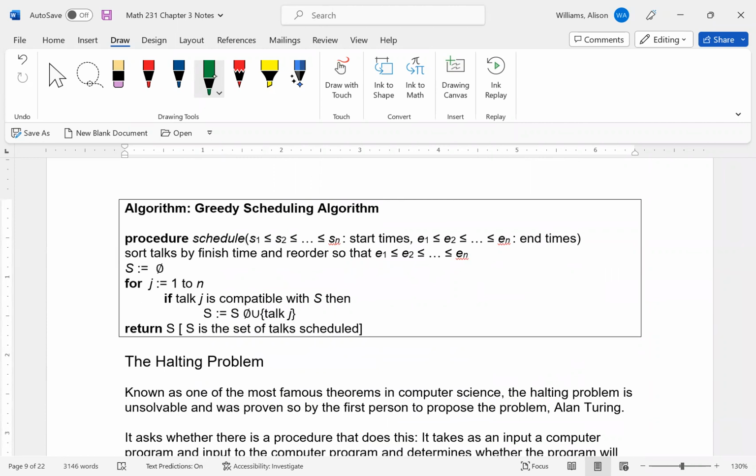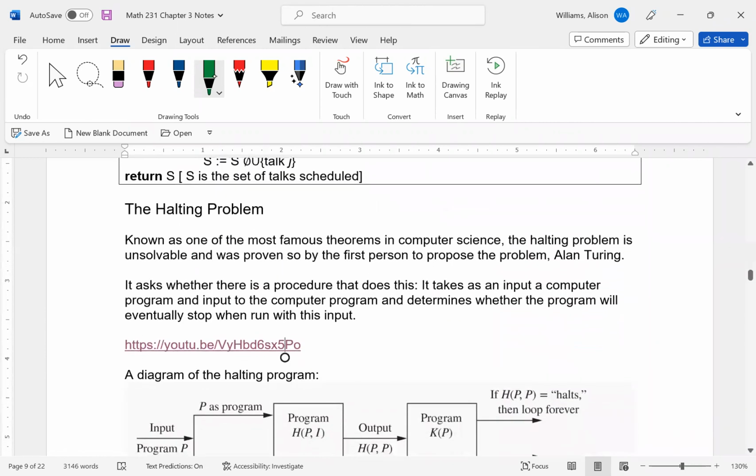All right. Okay, now we're going to get into the halting problem. So the halting problem is very interesting. It is the most famous theorem in computer science, and it's actually unsolvable. And the first person who proposed it was Alan Turing. And if you don't know who Alan Turing is, there are many movies about him. A famous one that was made not too long ago called The Imitation Game. Very good if you haven't seen it. But Alan Turing was like the biggest name in computer science, and he proved that the halting problem is unsolvable.